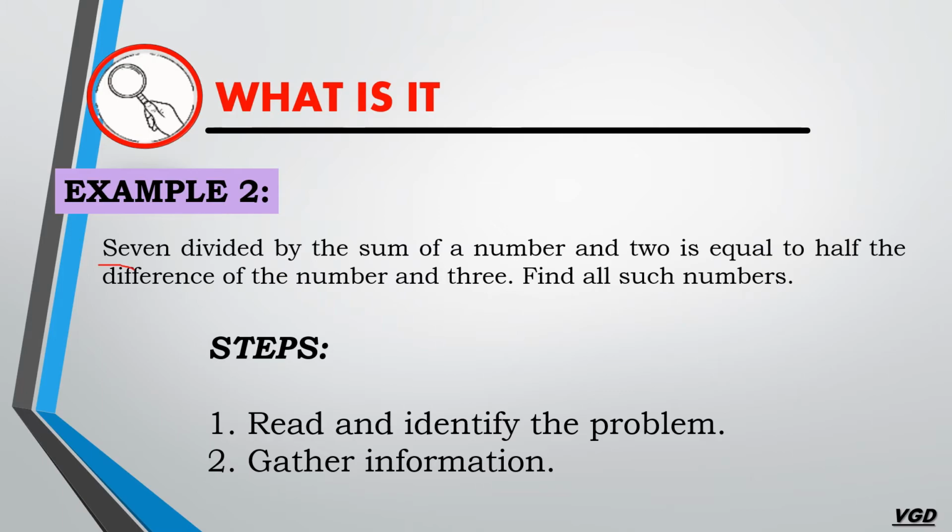So we got here 7 divided by the sum of a number. So we need to know what that number is, and then 2 is equal to half the difference. So those are the information that we were able to gather, and the unknown is those numbers. What are those numbers?